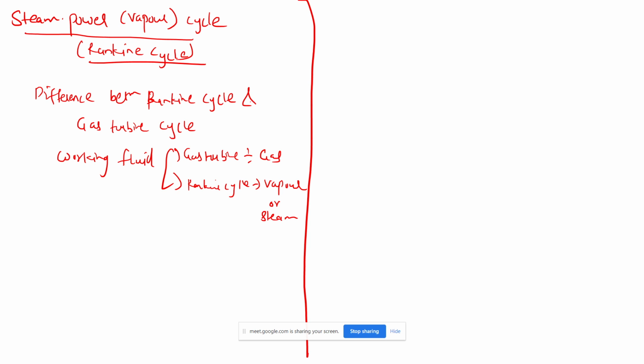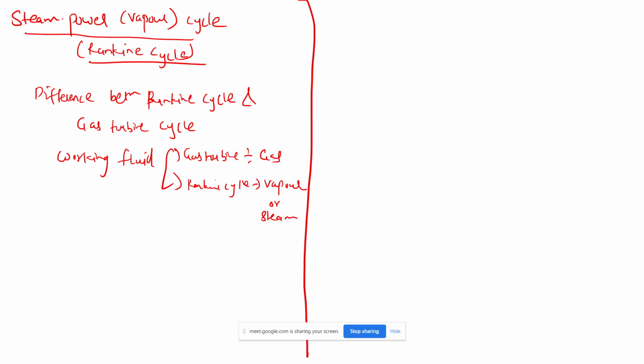So can any one of you tell me why we are using steam or vapor instead of gas? Although gas is readily available. Compression of gas requires a lot of power input. No, I'll give you some. Because water has a high specific heat compared to air, so more heat is gained. The major reason for using vapor or water, water is only converted into vapor, na?